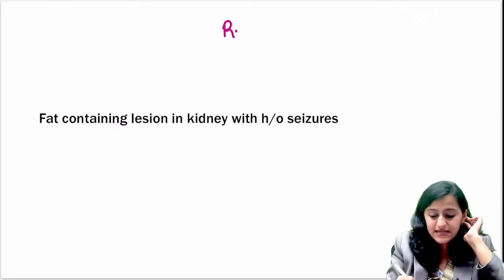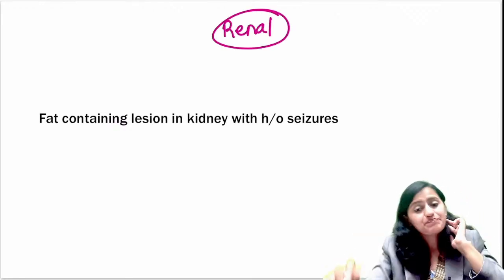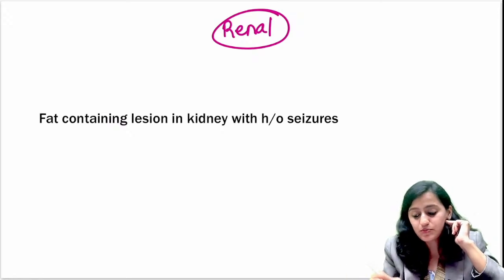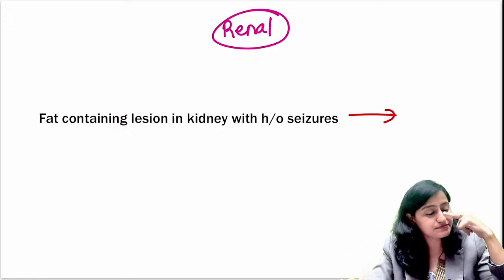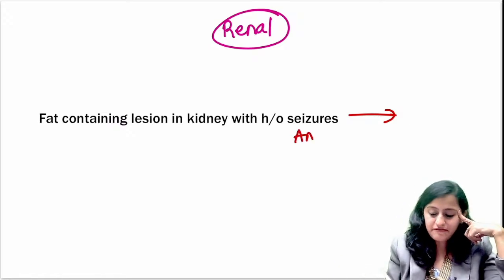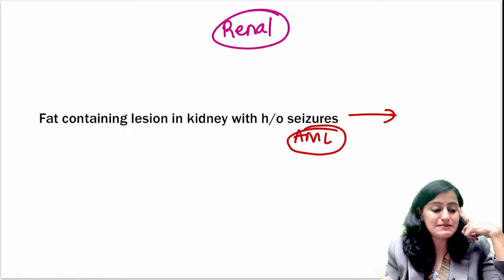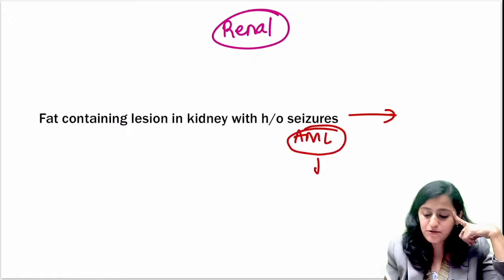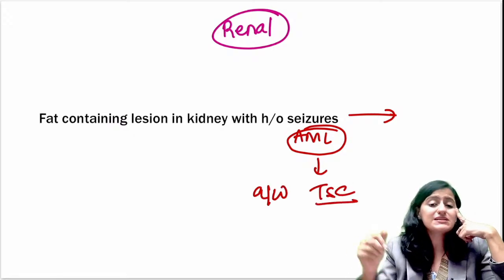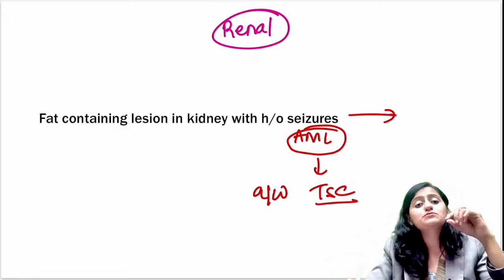Coming to a few renal one-liners. If you have a fat-containing lesion in the kidney with a history of seizures, what lesion will you think of? Very good. It is angiomyolipoma, which is generally associated with, especially bilateral, tuberous sclerosis. Okay, that is tuberous sclerosis.